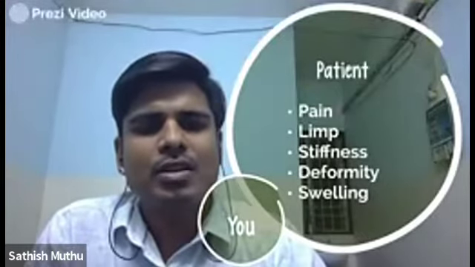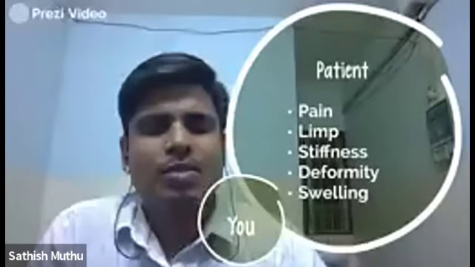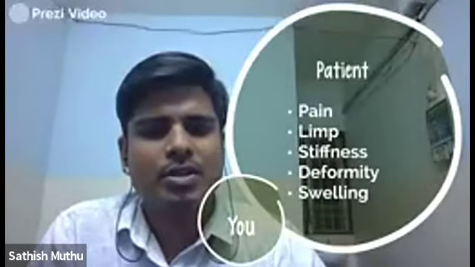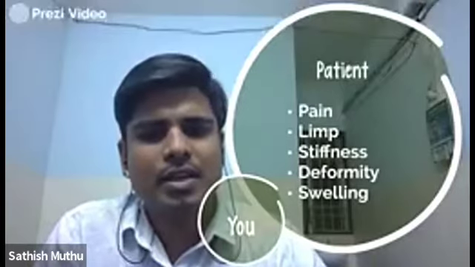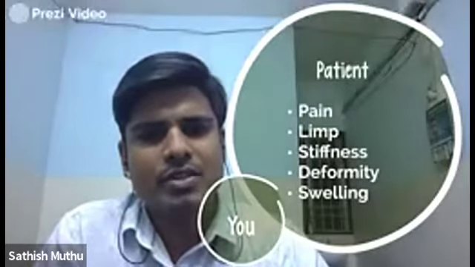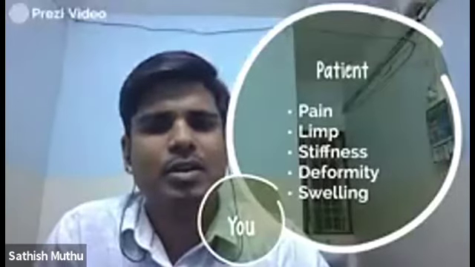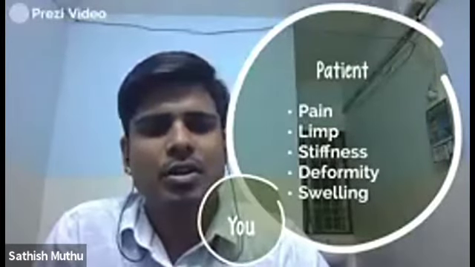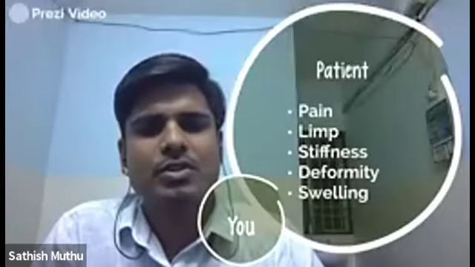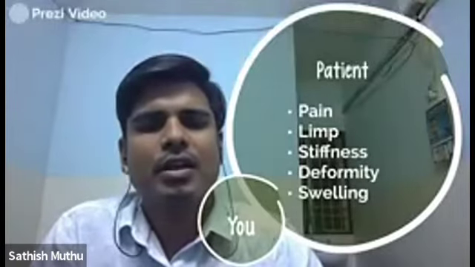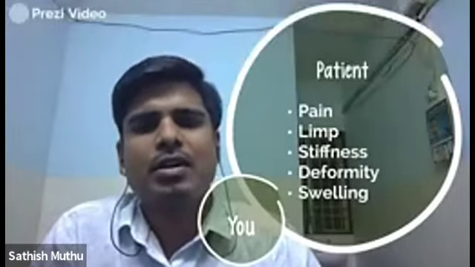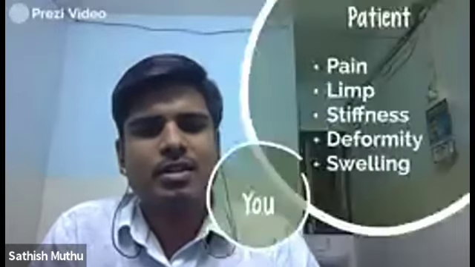And swelling. Swelling we don't see most commonly, but even in a thin built patient with a high riding trochanter which is more prominent, that may be the complaint of the patient, apart from deformity or limb. So these are the 5 symptomatologies which will present to you as the chief complaint, and you will elaborate on these complaints in the history of presenting illness.